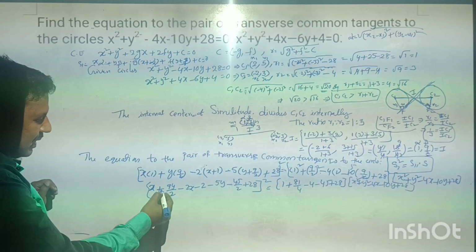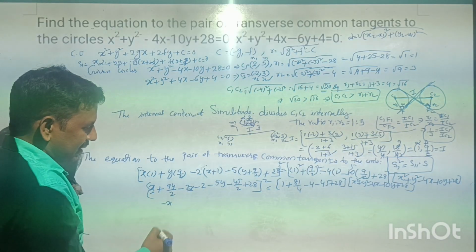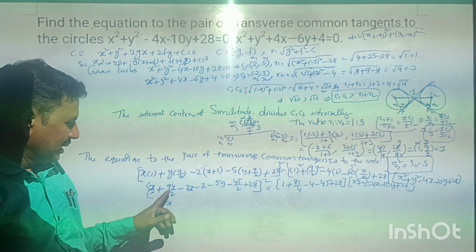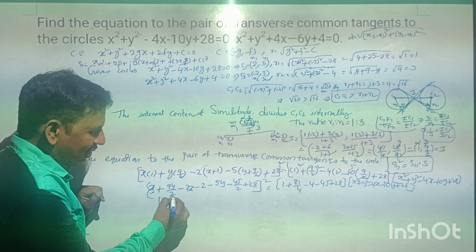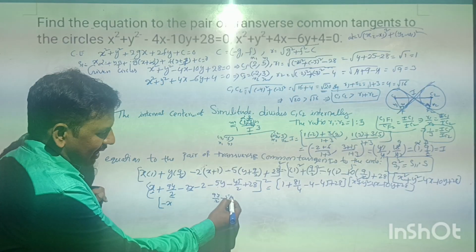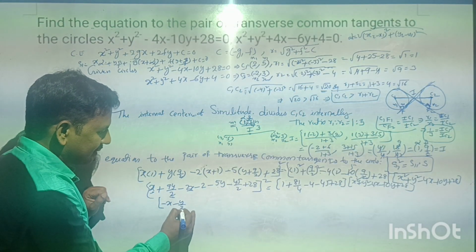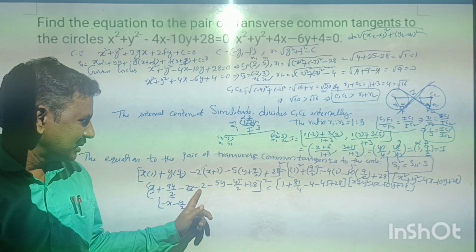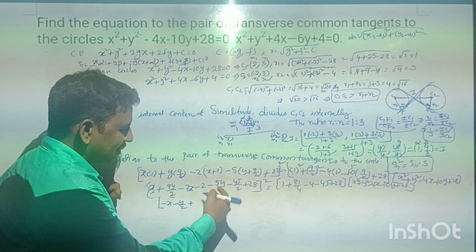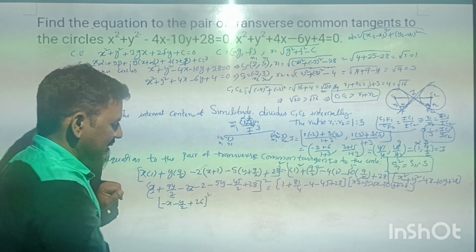Now simplified. x here, the minus 2x means minus x minus x. Now remains minus x. Next y terms: 9y by 2 minus 5y, 9y by 2 minus 5y. That means 10 minus 10 plus 9 minus y by 2. Next, therefore take the constants: minus 2 minus 28 plus 28. That means minus 2 plus 28, 26 whole square.